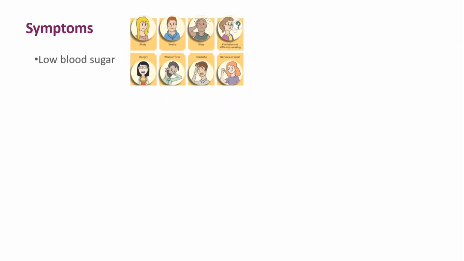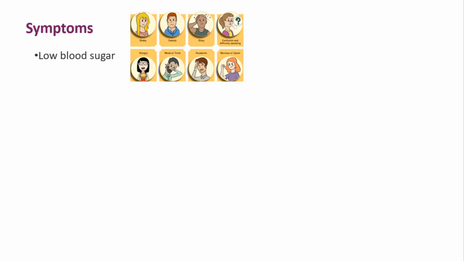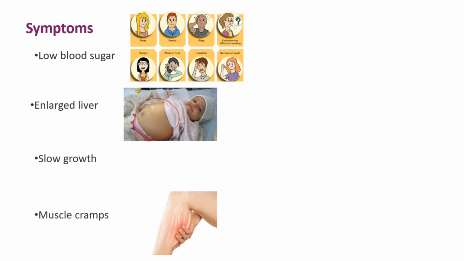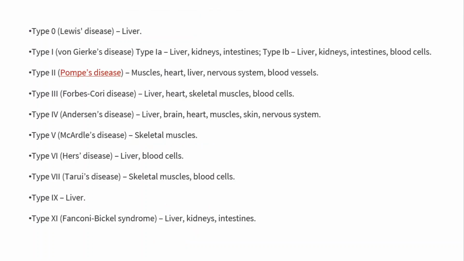Now the next one is symptoms. We are going to see the common symptoms of glycogen storage disease. I'm not explaining the type 1 or type 2 symptoms separately. The common symptoms of glycogen storage diseases are low blood sugar. We know the characteristics of low blood sugar. The next one is an enlarged liver. You can see the enlarged liver, how it looks in an infant, right? So enlarged liver, slow growth as well as muscle cramps are the common symptoms seen in glycogen storage diseases.